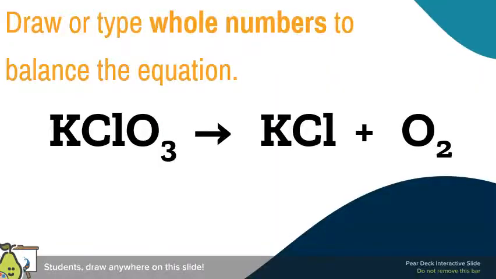For this last example, we'll look at a decomposition reaction. We've got potassium chlorate to start, and that decomposes or breaks down into potassium chloride and dioxygen. Let's attempt to balance this equation. First, you'll want to count the number of each element in moles on both the products and the reactants.